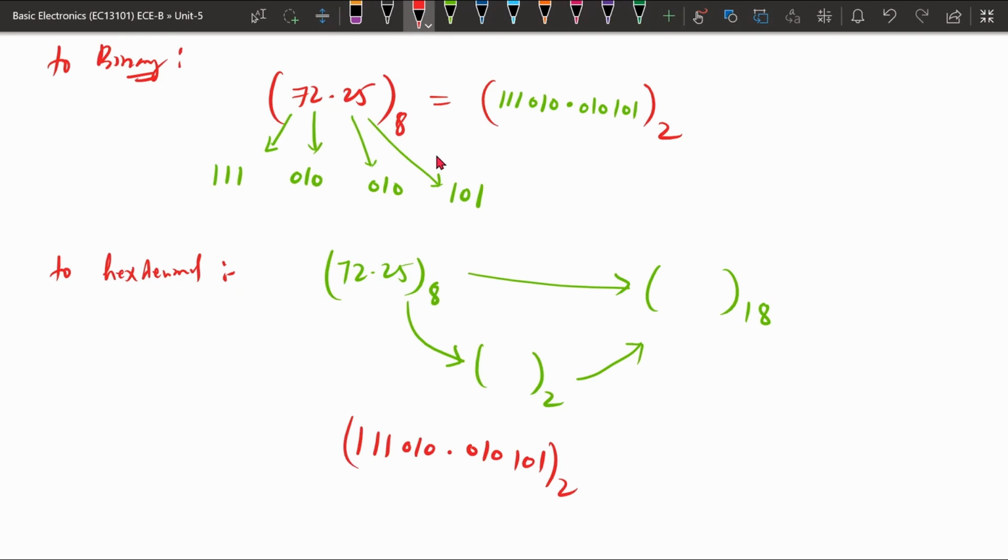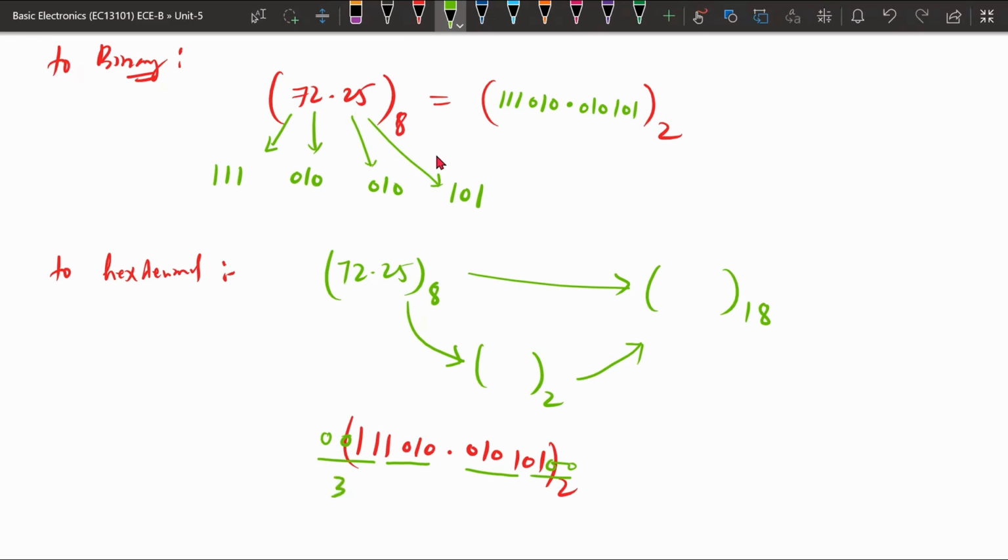If we want to convert it into hexadecimal, instead of making groups of 3, now we will make groups of 4, as we have already done for converting binary to hexadecimal. So 1, 2, 3, 4. The 2 digits remaining will get extra padding. So this 0011, that is 3.